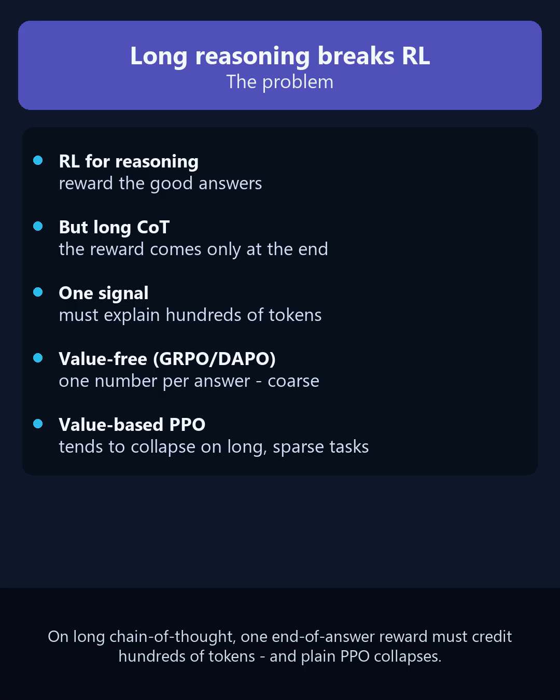Training a model to reason with RL means rewarding good answers. But on a long chain of thought, the reward often comes only at the very end. Correct or not? That single signal has to explain hundreds of tokens of reasoning. Value-free methods like GRPO and DAPO average over a group of samples, which is simple but coarse. And classic value-based PPO tends to collapse on these long, sparse reward tasks.